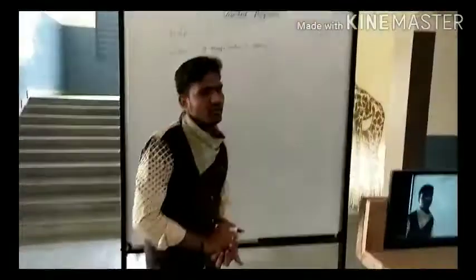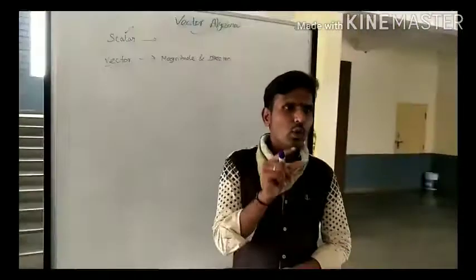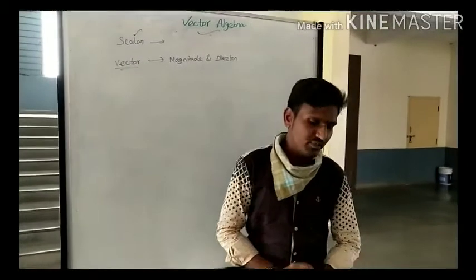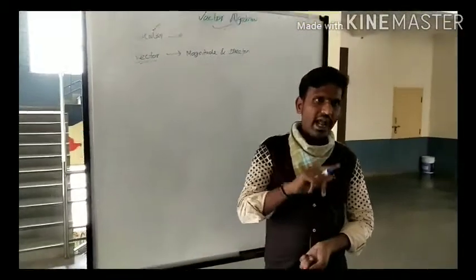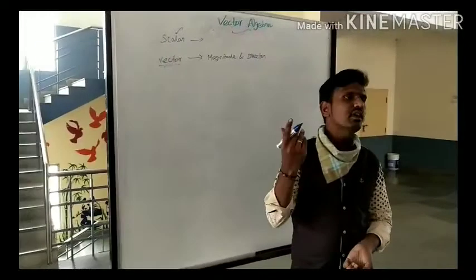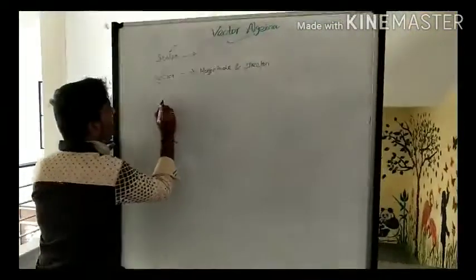About the introduction of vector. Okay, so again I'm going to give one small simple word in vector. A vector is a quantity which has magnitude as well as direction. It is called a vector. Okay, I'm giving you one example.